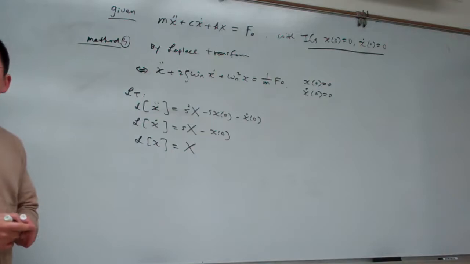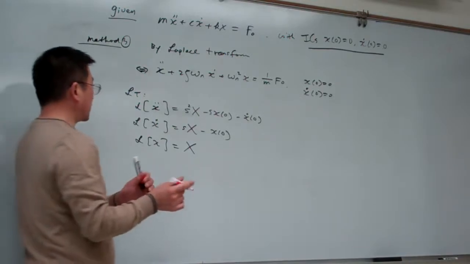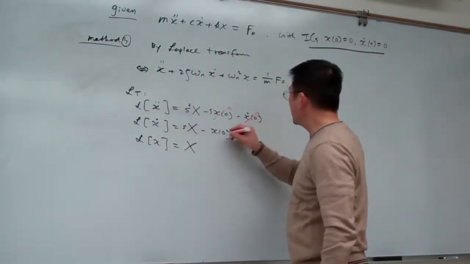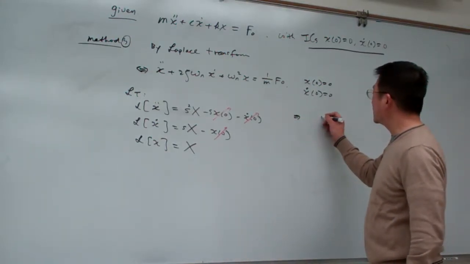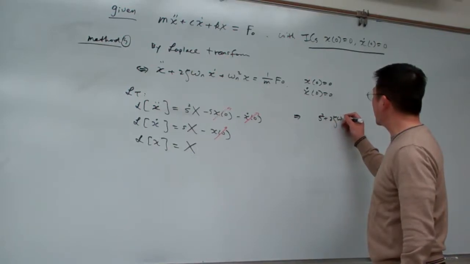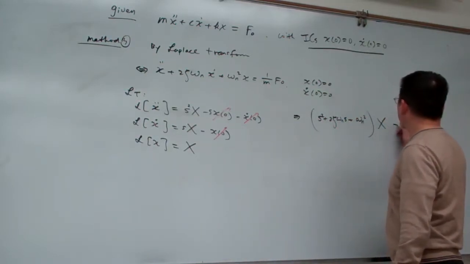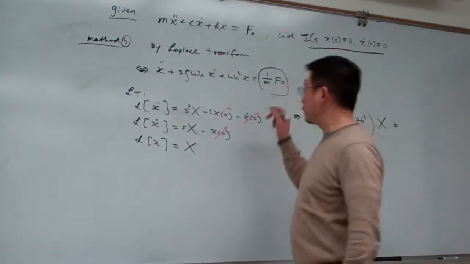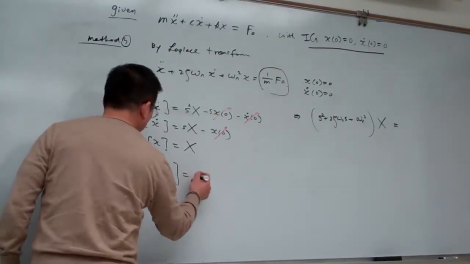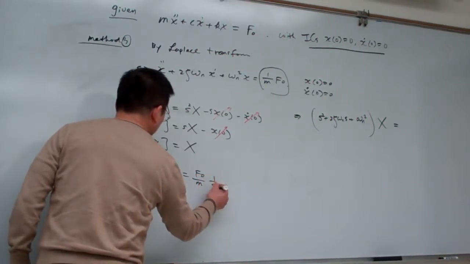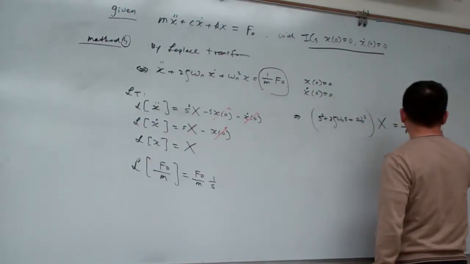Okay, so that is an individual Laplace transform on the derivative, first derivative, etc. So we don't consider, say, the initial conditions equal to 0. So that means that becomes (s squared plus 2 zeta omega n s plus omega n squared) times capital X(s), and equal to the Laplace transform of this one, F0 divided by m, equal to F0 divided by m times 1 over s.